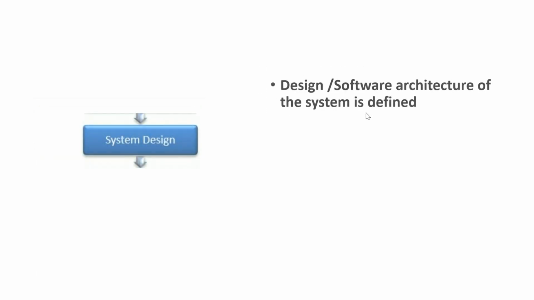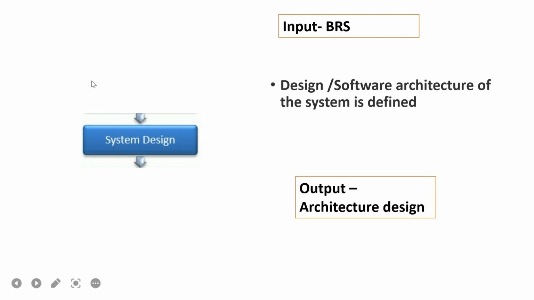Now going to the next phase of the waterfall model, this is where the architecture is defined. Okay, so what do you think the input of this phase will be? Obviously from the previous phase, right? The business requirement specification from the previous phase is the input for the system design phase. And the output is the architectural design document. Based on the requirement document, they will create an architectural design document and have it ready.